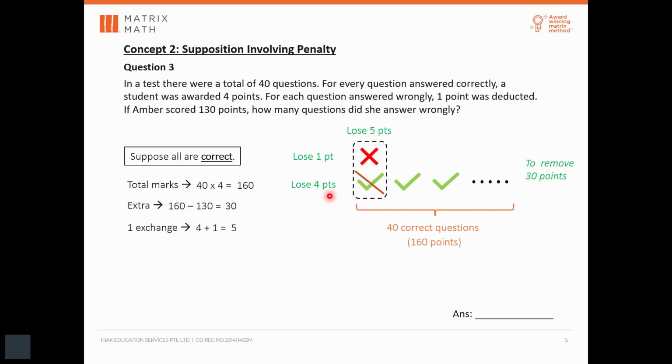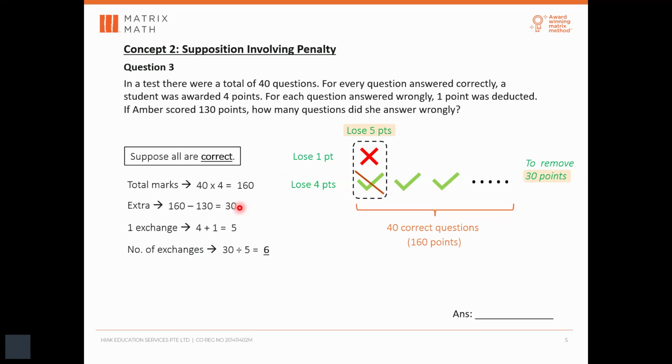Because you take away 1 correct, you lose 4. You put in a wrong, you actually lose again. So in total you lose 5 points. Now, how many times must I do this exchange? Well, it depends on how many points I'm trying to remove. I'm trying to remove this extra 30 points. So if every time I do an exchange I lose 5, then that will be 30 divided by 5, which is 6 times.